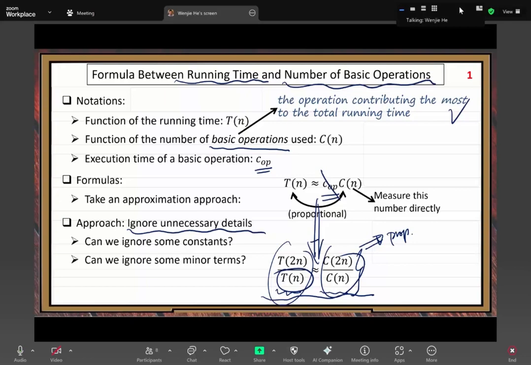Here, double the input size. You may ask me, why not triple, right? Because double is convenient. If you want to use triple, it's fine. But most people like to use the double. So this ratio gives us the increasing rate. Pretty much increasing rate.